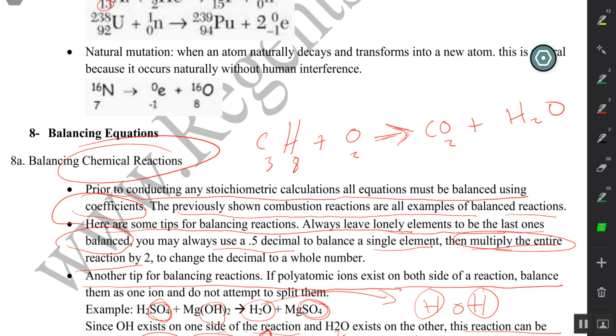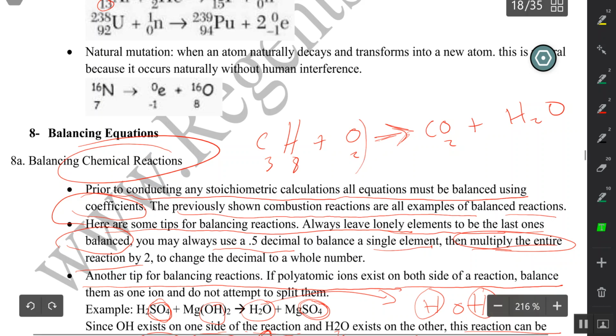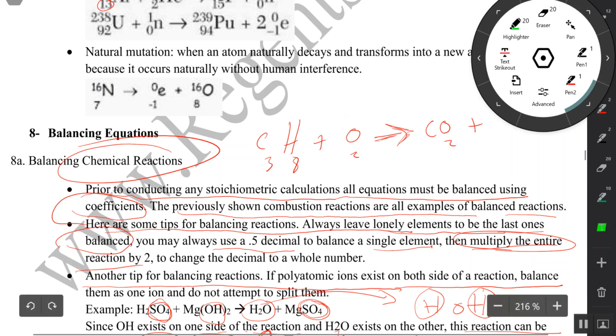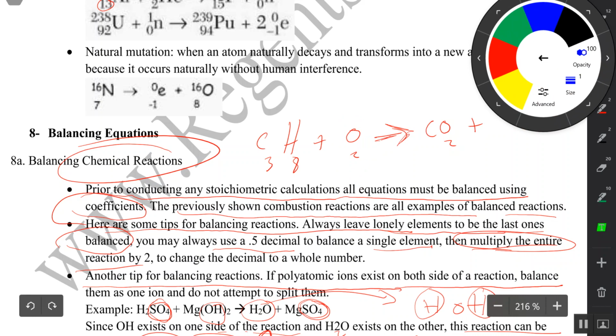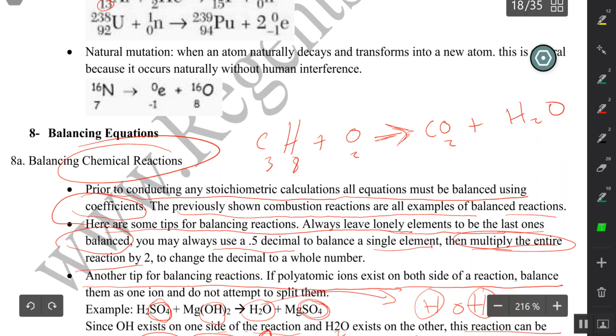So let's try to balance it. Remember, leave lonely elements alone. So this is oxygen, a lonely element by itself. We're going to leave it to the end. We'll balance it at the end. Now, we're going to try to balance the carbons. I have 3 carbons here. I need 3 before the arrow. I need 3 carbons after the arrow. So I'm going to put a 3 here.